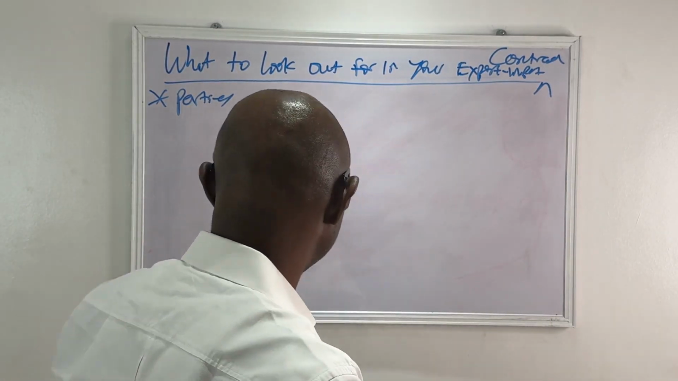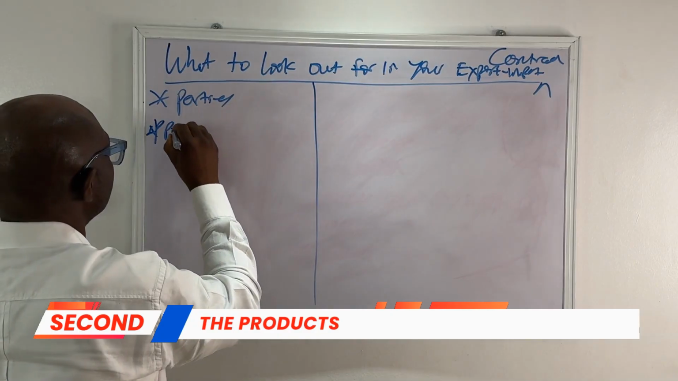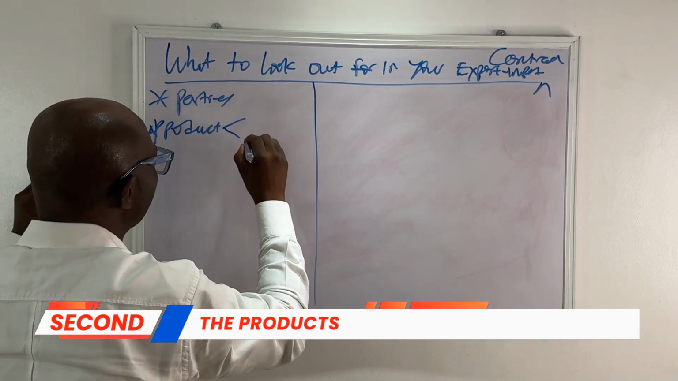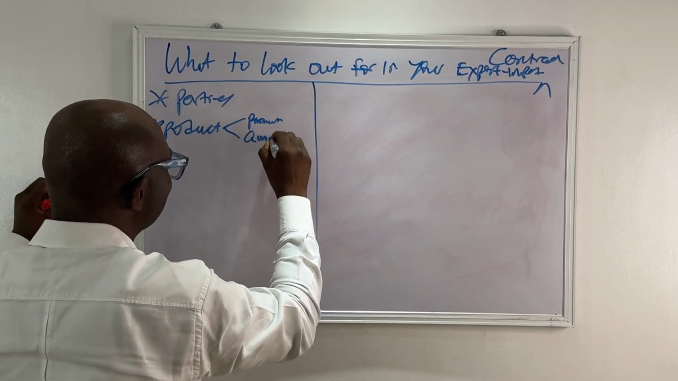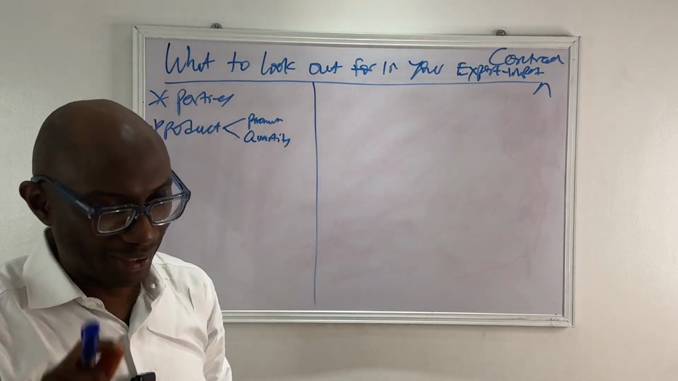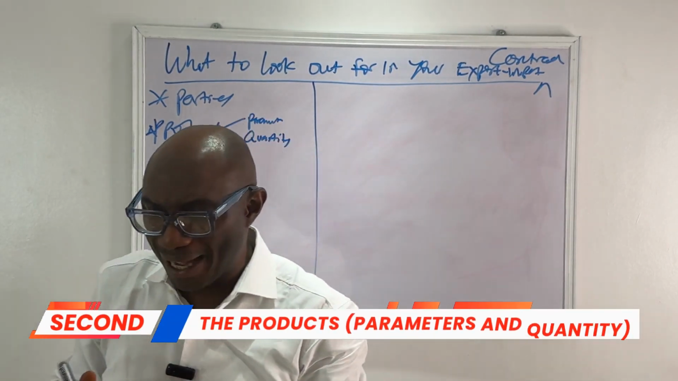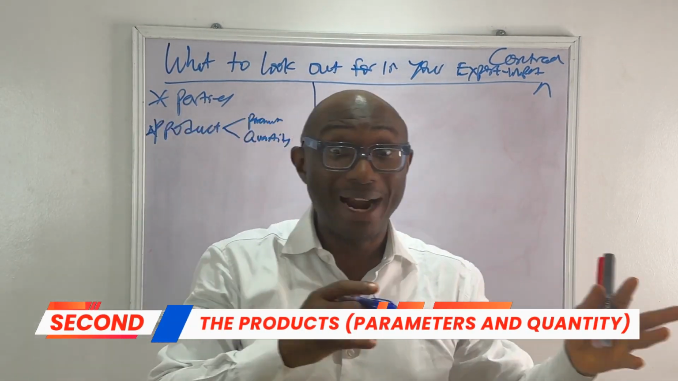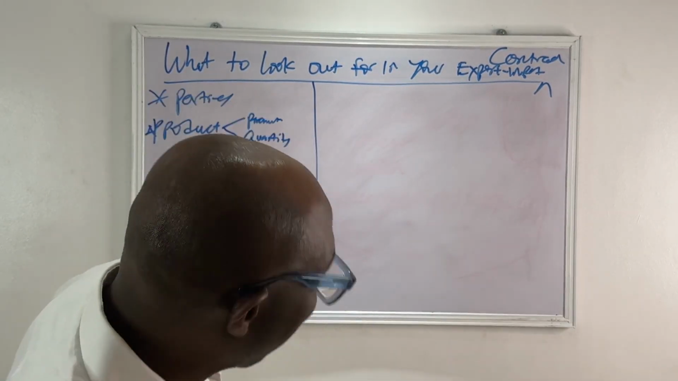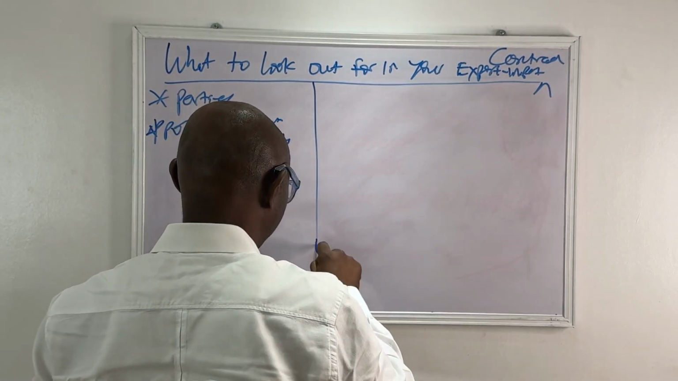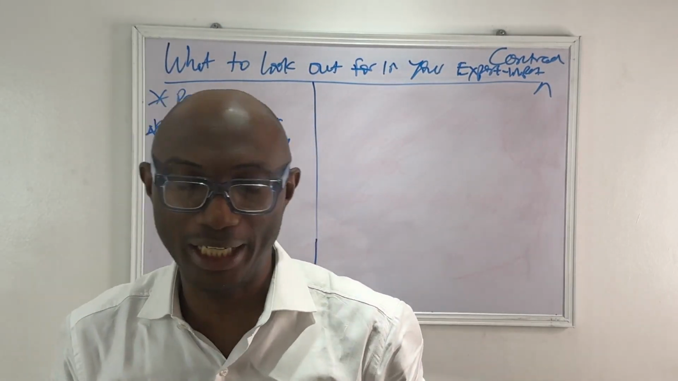Number two is the product. Now, what am I checking under the product? I'm checking the parameters and the quantity. What was the quantity we agreed in our conversation? What was the parameter? Because it's one thing for us to agree on a particular quantity and a particular parameter, but what you are giving me is entirely different from what we agreed. Parameter is actually quality specification.